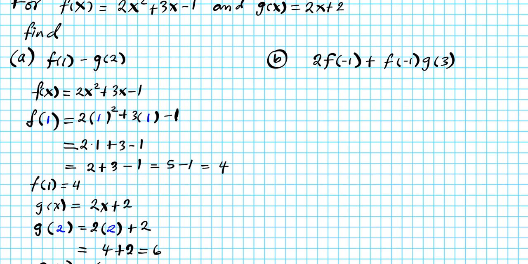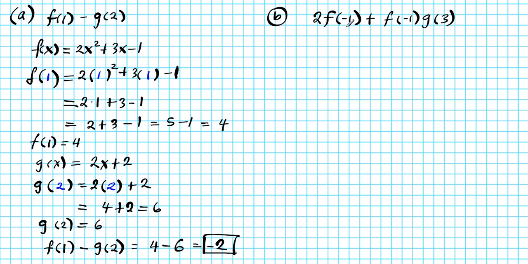All right, now let's shift our attention to the problem on the right. We have to find 2f of negative 1 plus f of negative 1 times g of 3. So the first thing we're going to look for is f of negative 1. To find f of negative 1, let's recall what f of x is again. f of x is 2x squared plus 3x minus 1. Then I want to evaluate f of negative 1. What does that mean? I'm plugging in negative 1 for all my x's.